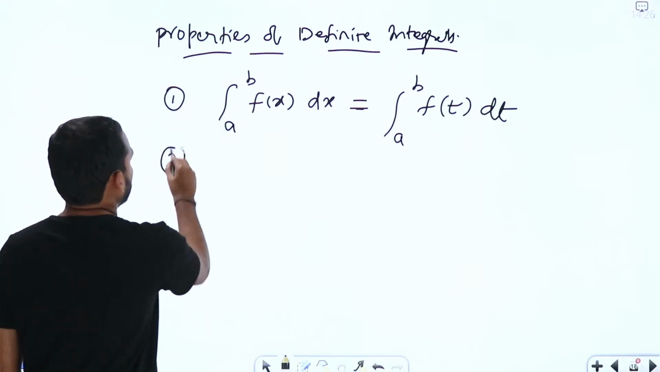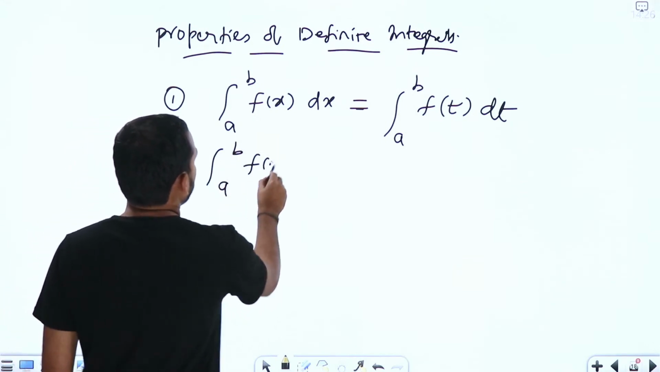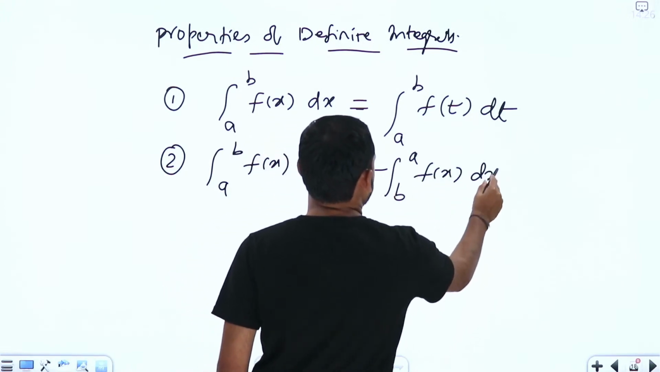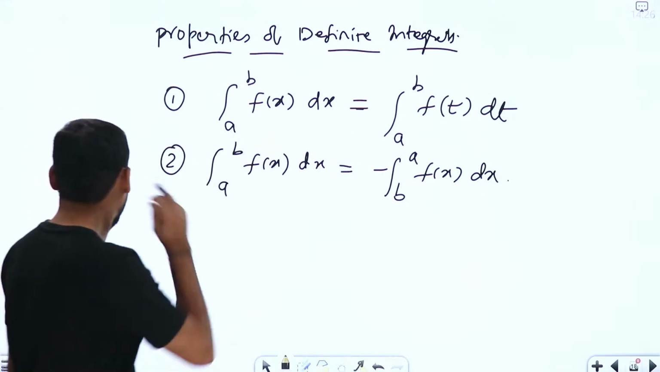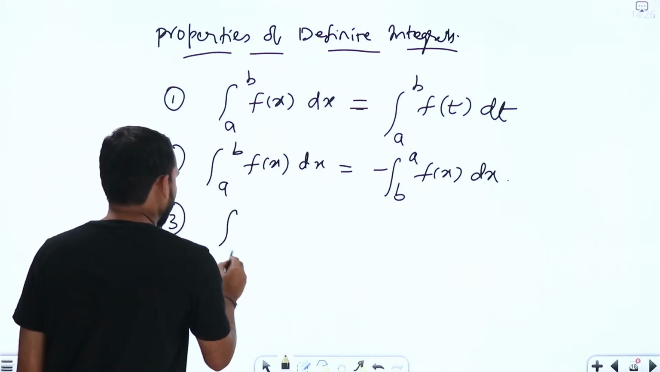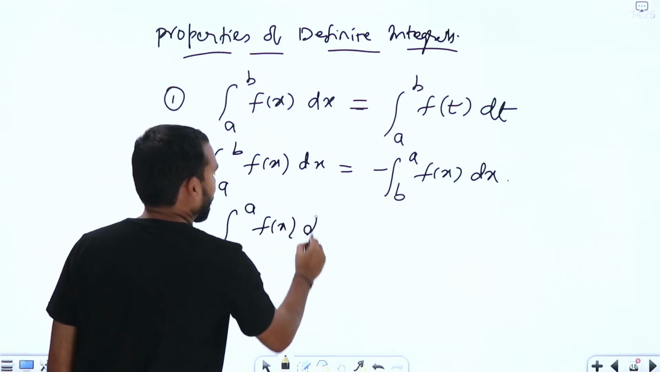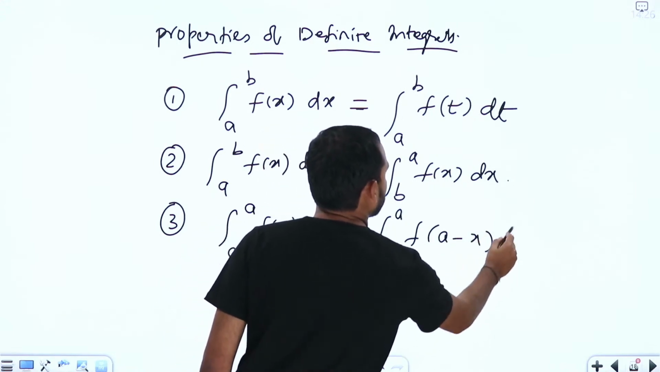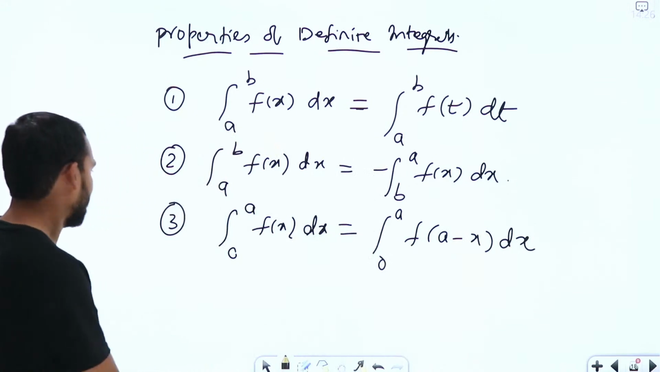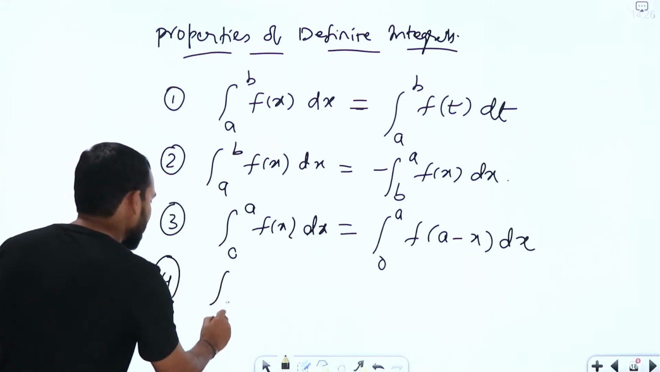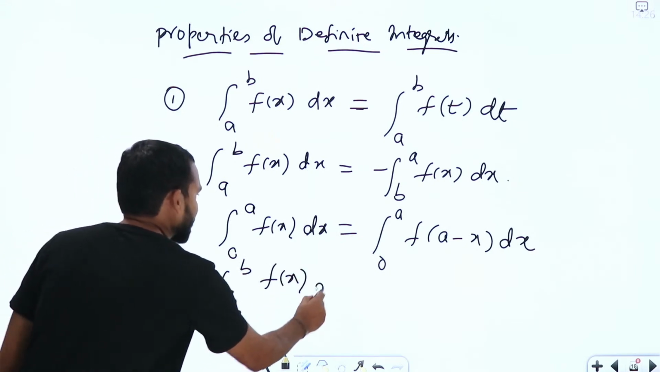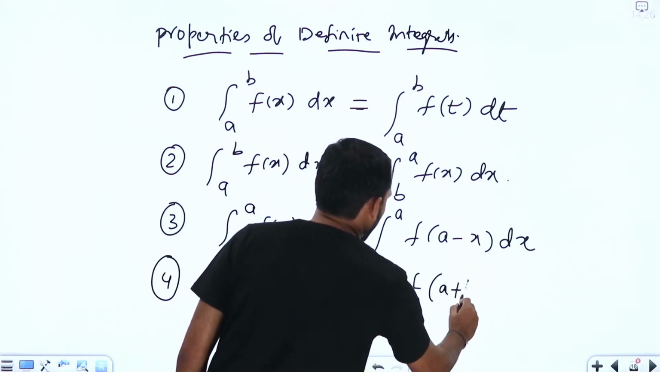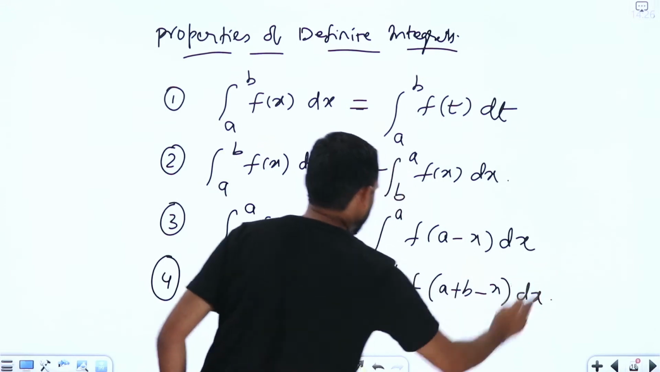Coming to the next one, we know this already: integral a to b f of x dx can be written as minus integral b to a f of x dx. Now coming to the next one, if I have integral 0 to a f of x dx, we can write this as integral 0 to a f of a minus x dx. Similarly, the fourth one: integral a to b f of x dx is equal to integral a to b f of a plus b minus x dx.